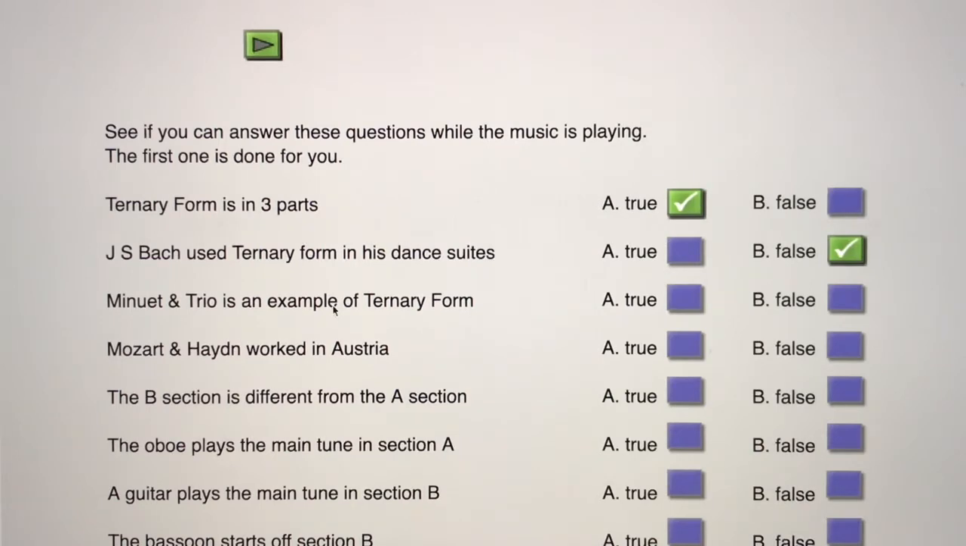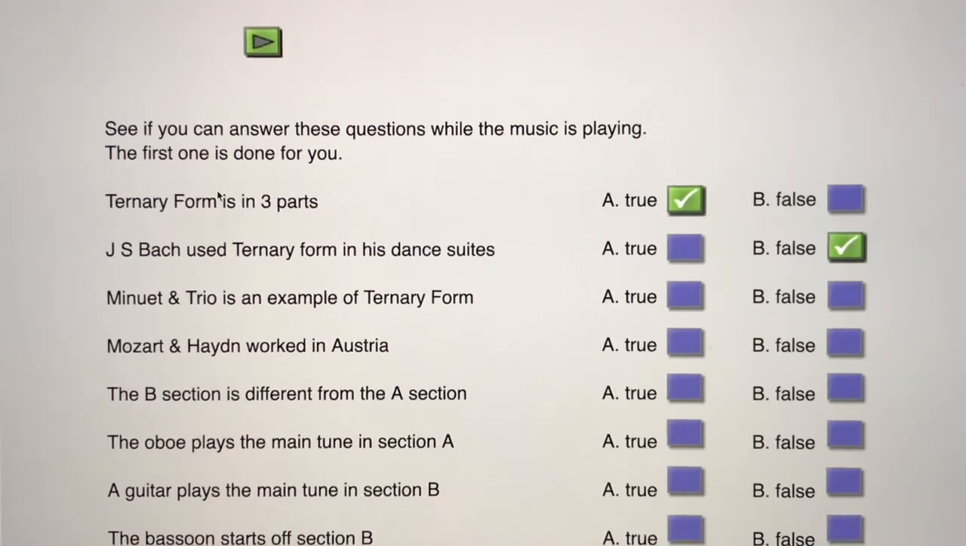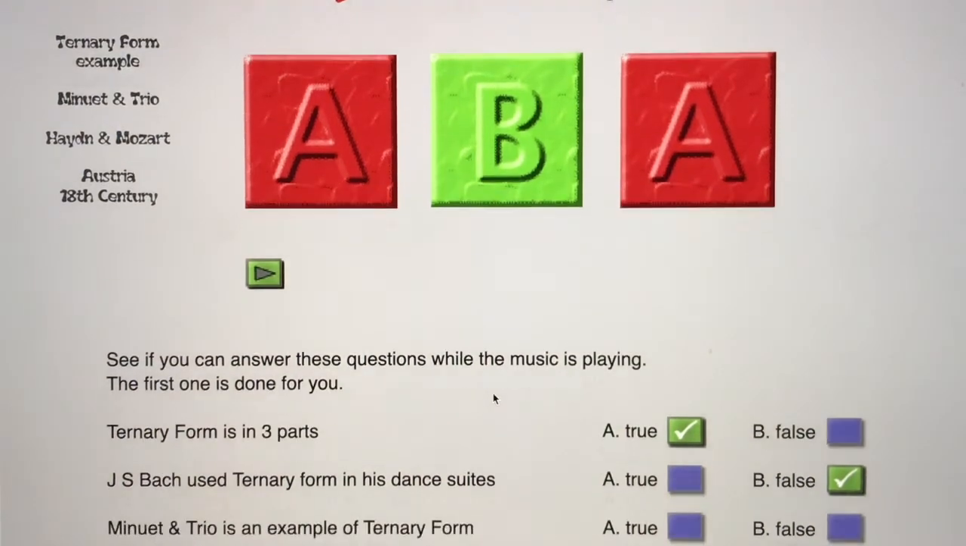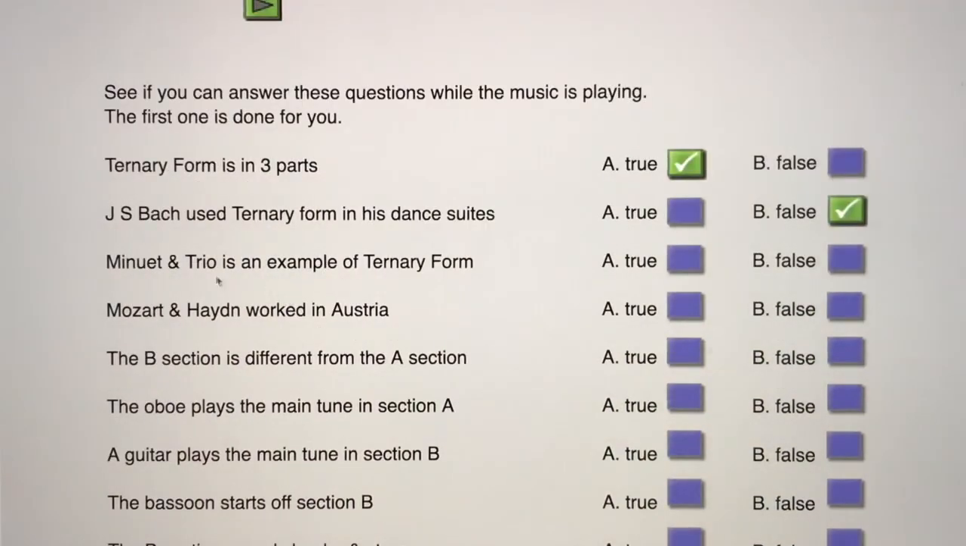Minuet and trio is an example of ternary form. We've just learnt that up here. Minuet and trio by Haydn and Mozart. So minuet and trio is an example of ternary form. True. Mozart and Haydn worked in Austria. We learnt that as well. The B section is different from the A section. We have already learned that, although we could have told by listening as well.